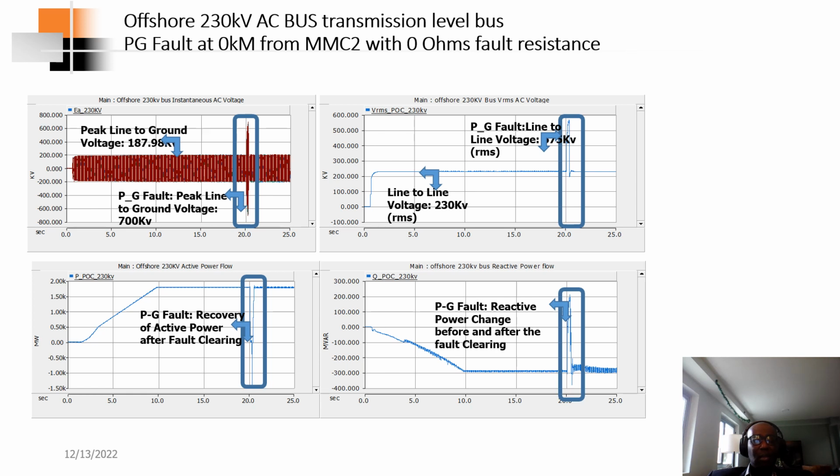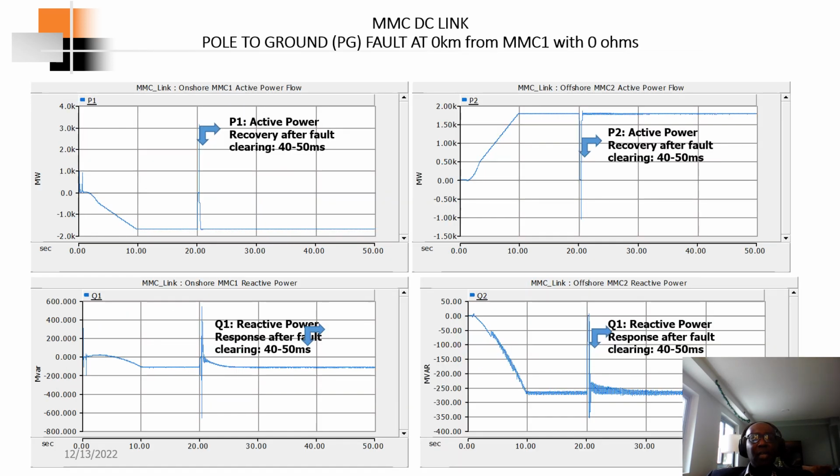And similarly, power dipped and recovered. Then on the MMC DC link, there was a big dip in active power and it recovers. But what we need to look at is the time for the recovery of the voltage. So that is why we need hybrid DC circuit breakers.